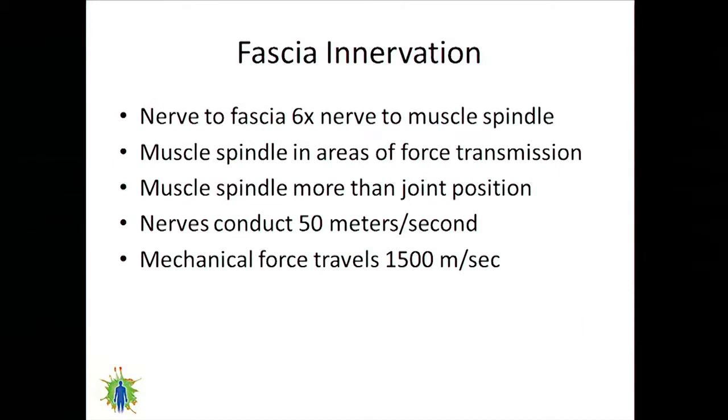Fascia innervation. If you look at the analysis of nerves, there are about 6 times as many nerves to the fascia as to the muscle spindle. Now, we think muscles are important. We need a muscle spindle to control where we're going, but hold it. We got a lot more nerves to fascia than we do to muscle spindles. So the muscle spindles happen to be in areas where there's force transmission from the muscle to the fascia outside the muscle. So the fascia really is a sensory organ.